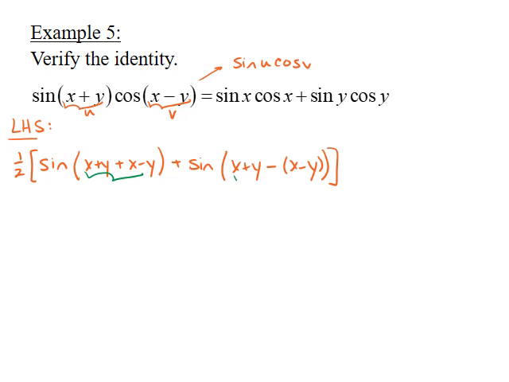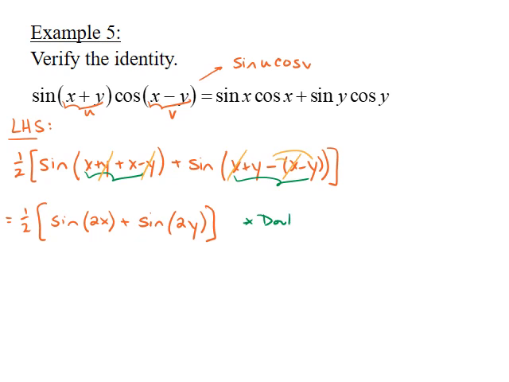Okay, simplifying the arguments, you should see that the y's cancel out here. And when you distribute this minus, you'll find that the x's cancel out here. So the left-hand side becomes 1/2 of sine of 2x plus sine of 2y. Well, now you're going to use double angle formulas. And when you do, you'll use it twice, here and here.